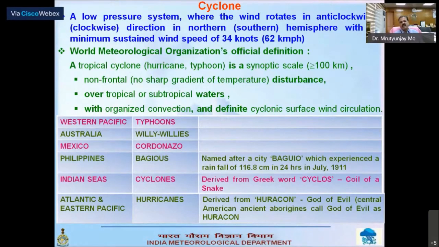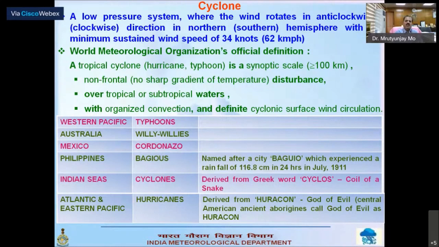And it is a non-frontal disturbance. If you look at the weather systems in the USA, UK, or European countries, you will find that the systems form because of the difference in temperature. The temperature plays a dominant role, and that temperature comes as a cold front or warm front. With those frontal systems, sometimes cyclones also form, but those cyclones are not tropical cyclones. They are called extratropical cyclones. They are not dangerous. The tropical cyclones are dangerous systems.